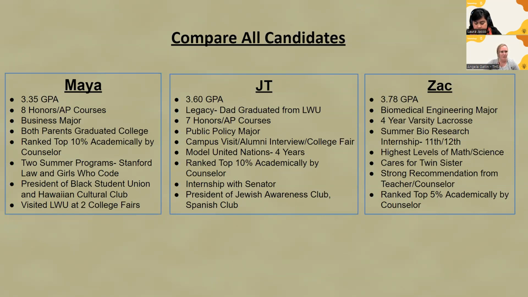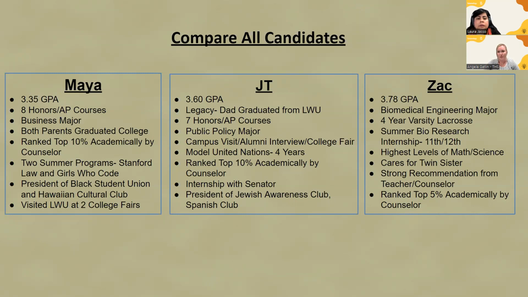And then moving over to JP, 3.6 GPA. Again, his dad graduated from LWU, which is something that this particular university does look at and consider. Also high with the honors courses and AP courses. Public policy major, very involved in showing demonstrated interest by visiting the campus. Again, his dad went there, but he also went there and did college fairs and showed his interest.